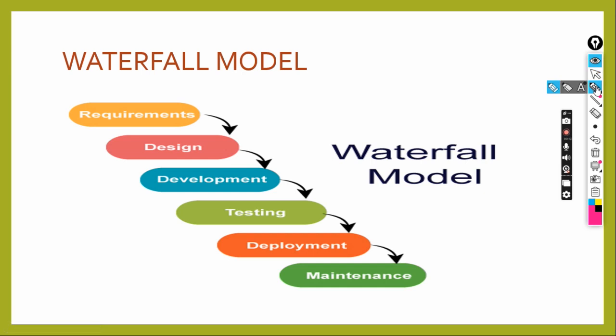In this waterfall model, we follow a top-down approach. As you can see, this diagram has various stages: requirement, design, development, testing, deployment, and maintenance. Starting with the requirements, you collect all the requirements from the user for developing the application, and then you analyze the requirements. After analyzing the requirements, you design the application.